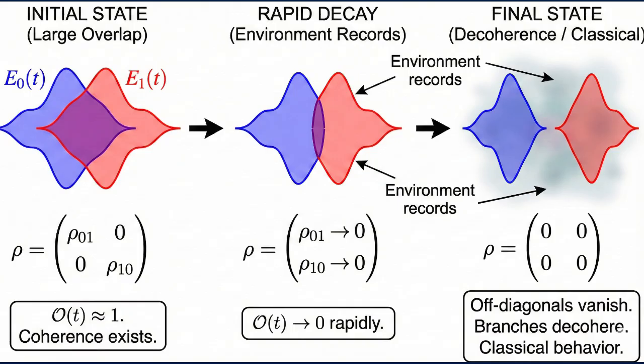If O(t) goes to zero rapidly, because the environment records which branch happened, the off-diagonals vanish, and the branches decohere.